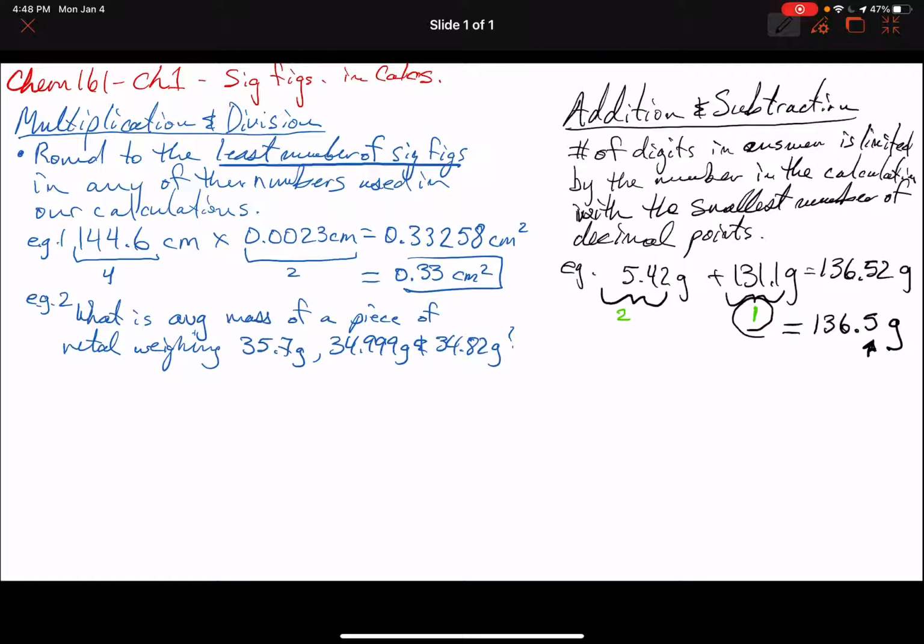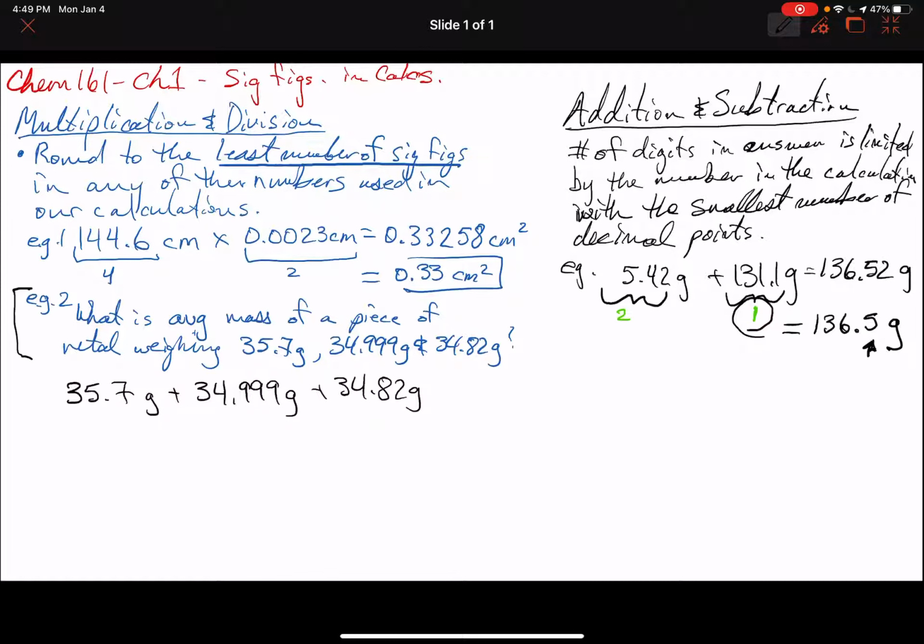Okay, so with that rule, I think we can tackle this word problem here, where we have 35.7 grams added to 34.999 grams added to 34.82 grams. This would be the sum for the average calculation, and of course we would divide by 3. So let's just do the sum first properly, thinking about the decimal points here.